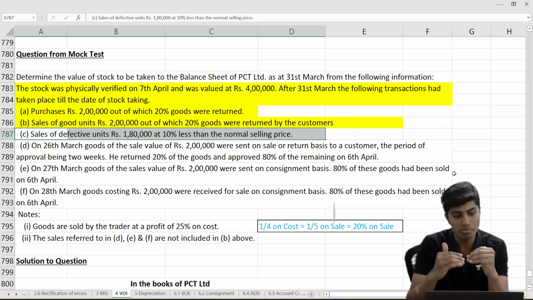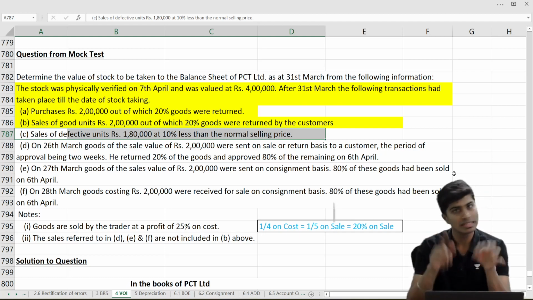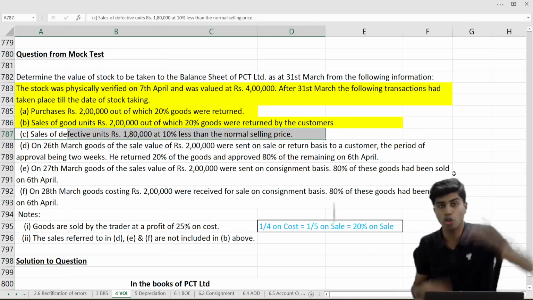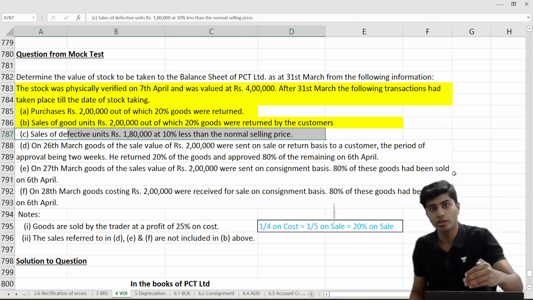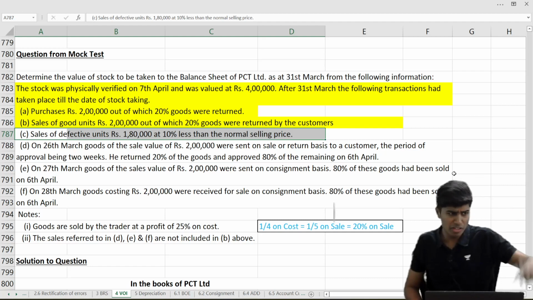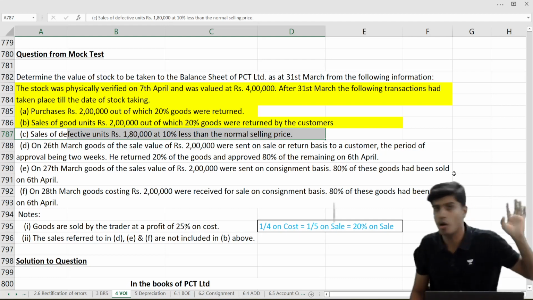Firstly, I'll tell you how similar this is to the previous one. The previous one was sales. This is also sales. Sales means outflow of goods. Goods have gone out, stock will reduce if you're going forward. This is a backward problem, so we need to add it back like the previous problem. The previous problem also had a profit element because it's at selling price. This is also at selling price. We need to eliminate profit in both. This is the common part.